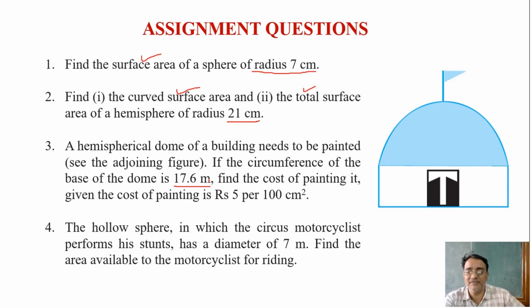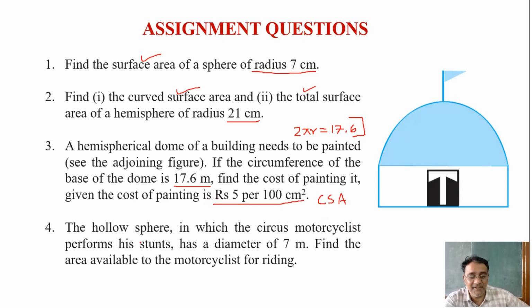What is the formula for the circumference of the base? 2 pi r. Yes, very good, 2 pi r. So with the help of 2 pi r equals 17.6, I'm giving only a hint and not solving this question. From this we can find the value of the radius. Then find what you have to find. You only have to paint the hemispherical part, that means you have to find the CSA. After finding the CSA, you have to find the total cost with the help of this rate.